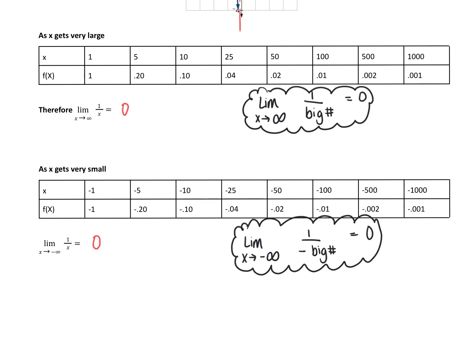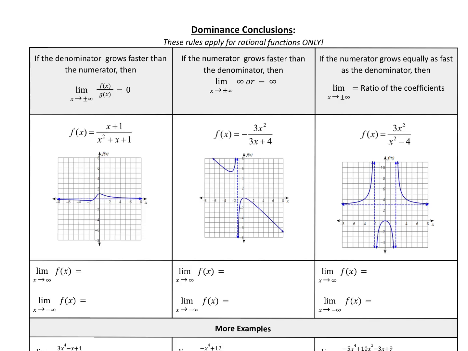So how does this apply to more theories of dominance? There are 3 conclusions. The first one is that if the denominator grows faster than the numerator, then the limit is 0, which is what I have here. The denominator is growing faster than the numerator. So what we can do is take the highest power, the highest dominance. Do you agree the highest power here is x squared, and the highest power here is x to the first? It's called dominance because you're picking the one that has the highest exponent or highest power.